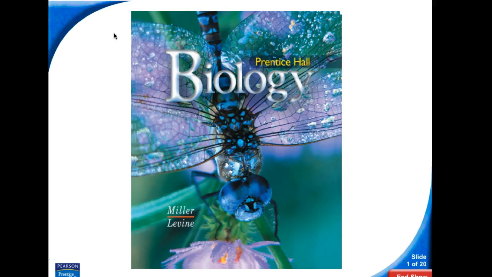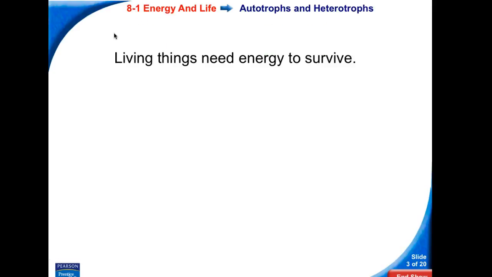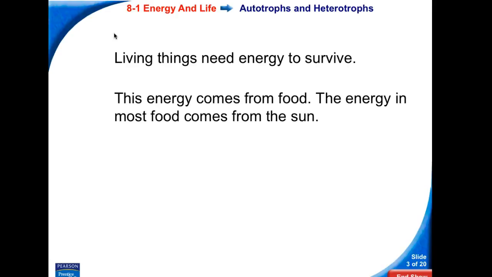Chapter 8, Photosynthesis, Section 8.1. In this section, we are going to focus on what is energy and life, and why we need energy to sustain life here on planet Earth. Ultimately, what we see is that living things need energy to survive. And here's where we see that concept of autotroph and heterotroph.